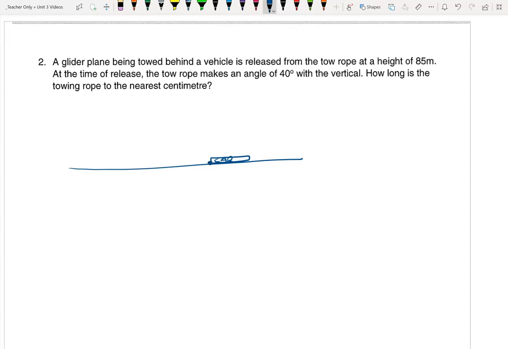And a glider plane is joined to the car by a tow rope. So I'm going to put P for plane. It is at a height of 85 centimeters. So that's a vertical height of 85 meters. At the time that the glider plane is released from the car, the rope makes an angle of 40 degrees with the vertical. So highlighting in yellow is the tow rope, highlighting in green is the vertical, and so that angle of 40 degrees is between the tow rope and the vertical.